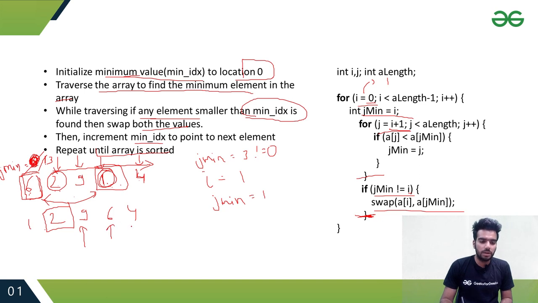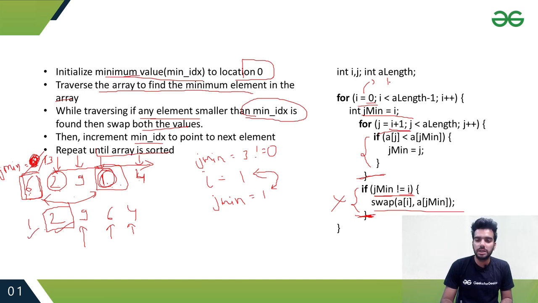Is this value less than? No. Is this value less than? No. So we found that we don't run this if condition, and after the for loop, it will find that jmin is not equal to j, but the values of jmin and I are not changed. So these both are equal in this iteration, so this if condition will not run. It will remain in this position only because it is in the correct position.